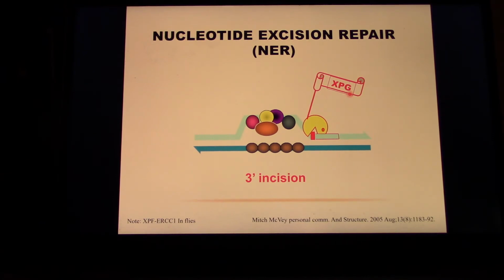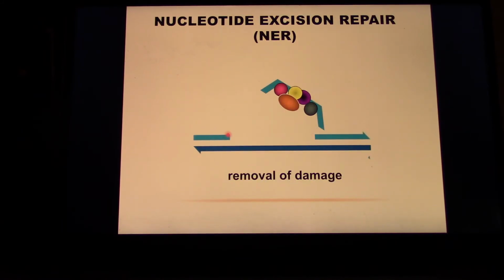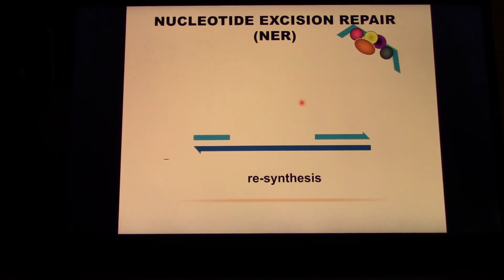That means there was an A, B, C, D, E, and F. And in fact, XPF is what's going to give you a cut or incision upstream of the damage, 5' of that damage. Then you're going to have removal of the damaged DNA, and then resynthesis of that damaged DNA using the other piece of DNA as a template.